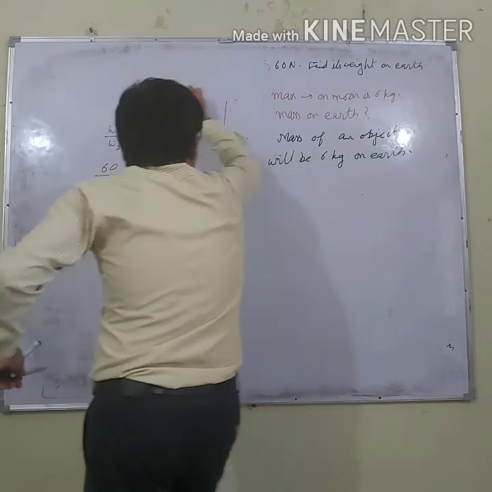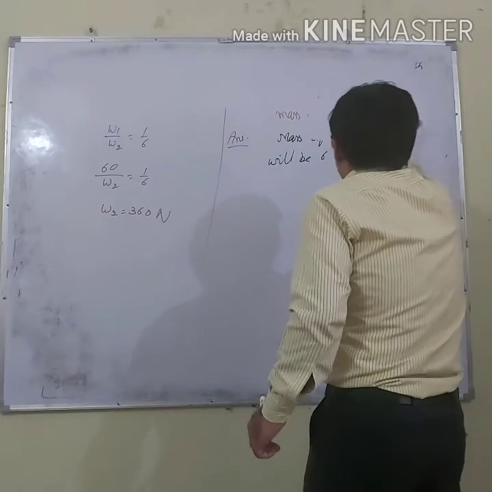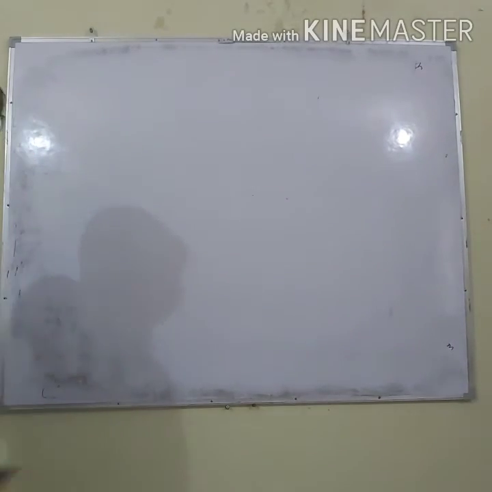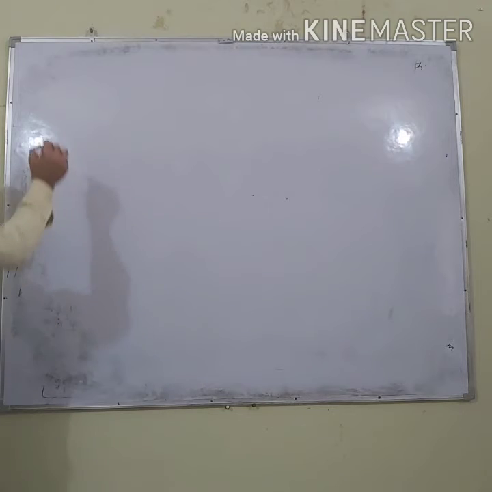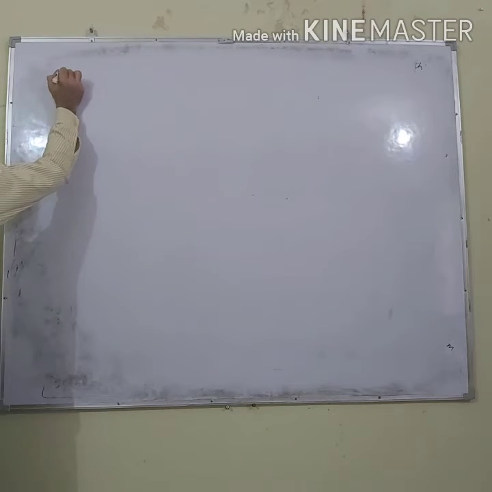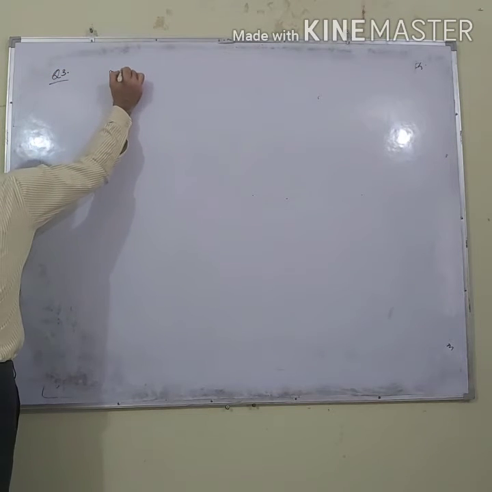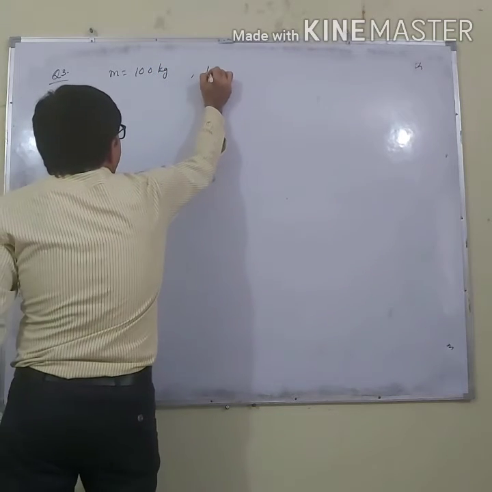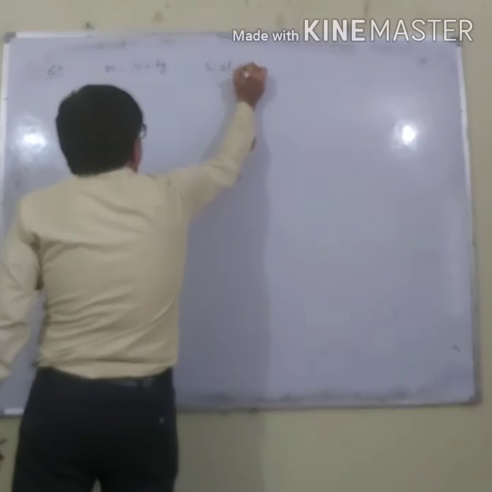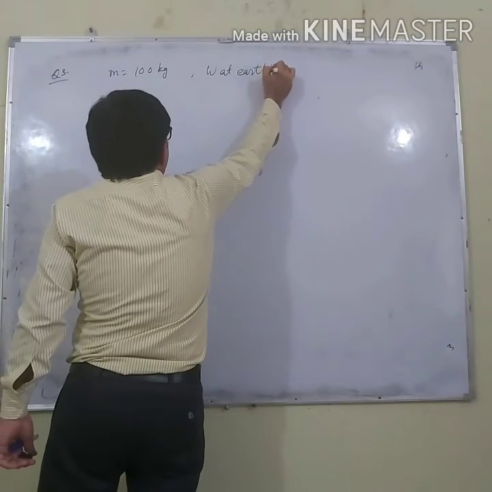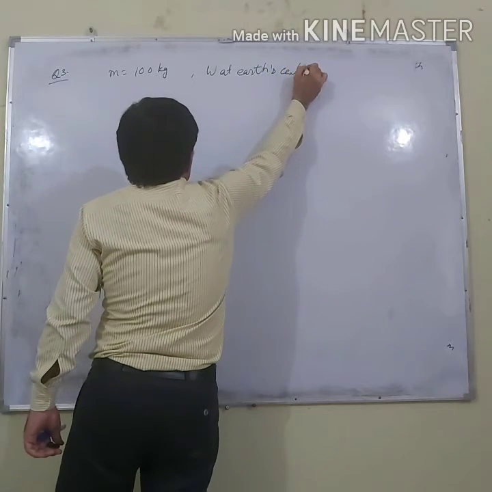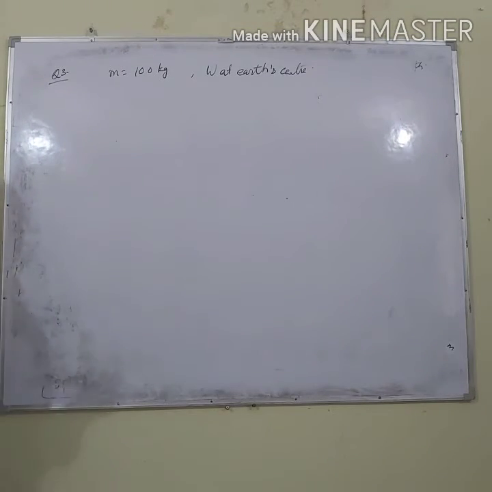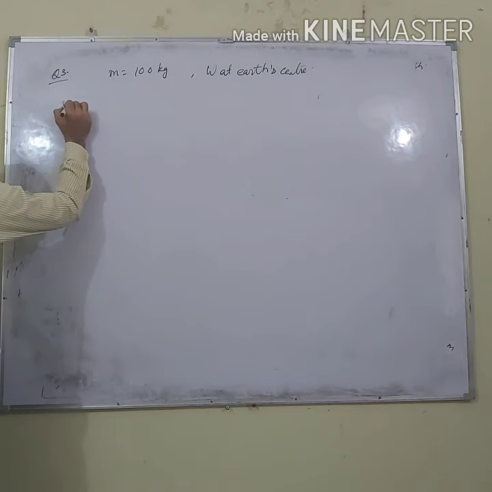Next is question number 3. Mass of an object is 100 kilogram. Find its weight at Earth's center. So can you tell me the answer? How much will be its weight at Earth's center?